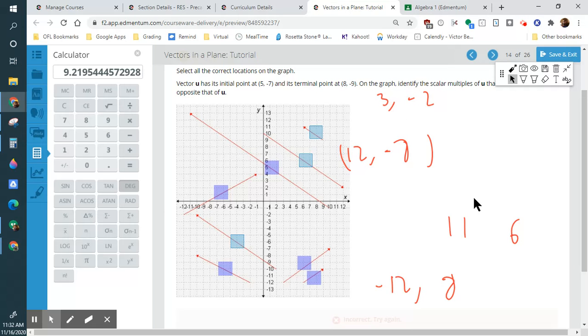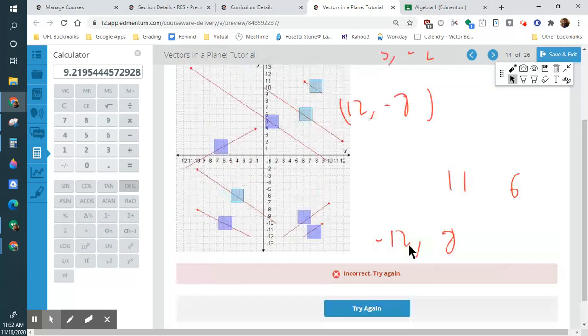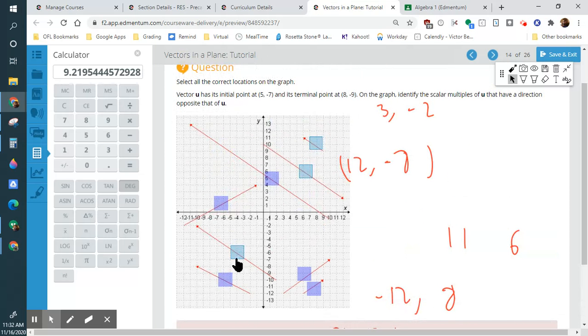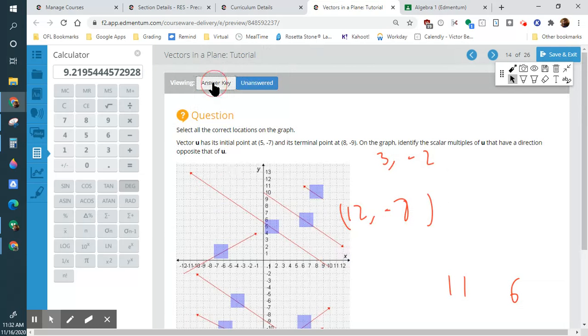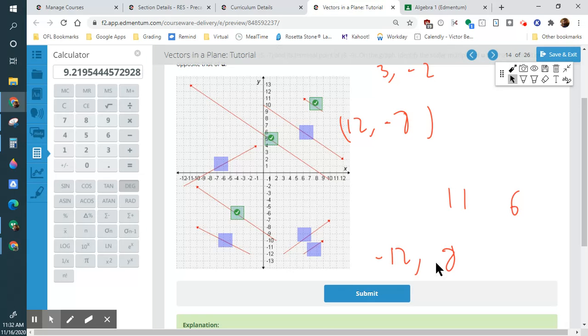So I'm just going to submit what I have, and you guys could probably do this a lot better than me. My eyesight's a little off today. I don't know which ones I missed. So I'm just gonna show the answers. Weren't those the ones I picked? I think I picked this. I think I might have accidentally picked this one.